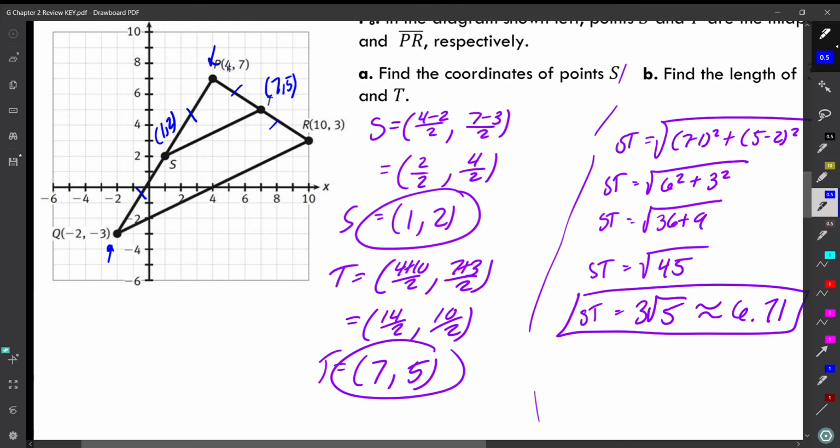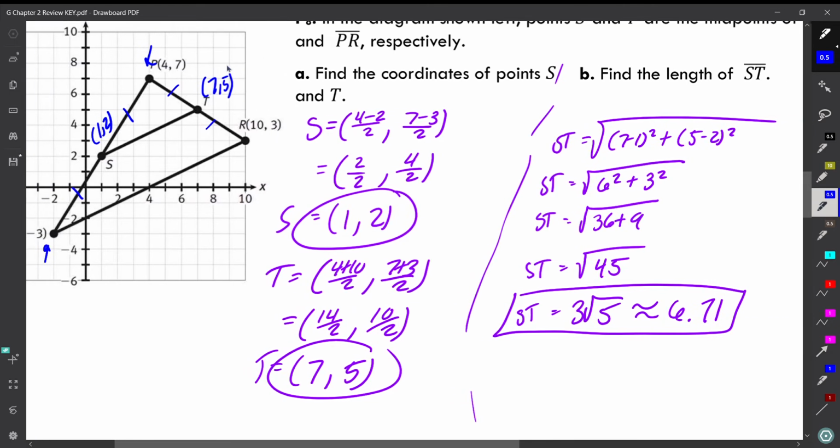So let's look at it. We're looking at P and R this time. 4 and 10 are the x coordinates of those. Add them up, divide by 2. It's 14 divided by 2, which gives me 7. 7 and 3 are the y coordinates. Add them up, divide by 2, you get 10, and then divided by 2 is now 5, which is what we wanted.